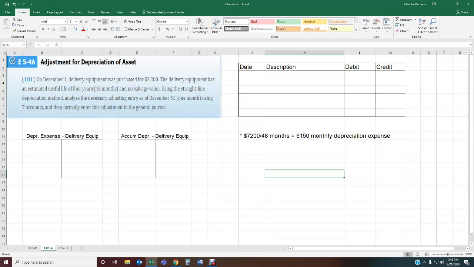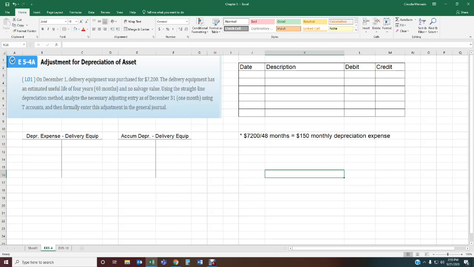Okay, so now that I know that my monthly depreciation is $150, they're asking us to record this information into T accounts. When we depreciate, there's an entry that's made to an account called depreciation expense, and that is basically to keep track of your depreciation for that specific asset. And then we have accumulated depreciation. That is the account that accumulates all of the depreciation for the life of the asset.